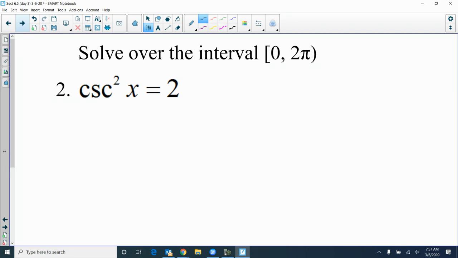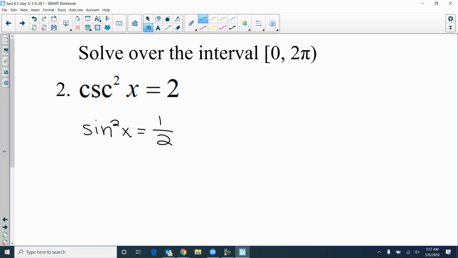So for this one here, cosecant squared equals 2. Cosecant squared equals 2. We don't like to work with cosecant, so we're going to convert it to sine. Sine squared is going to equal 1/2. We'll do that.